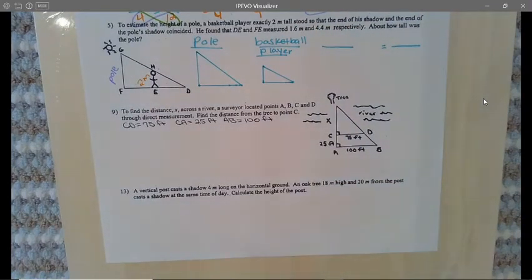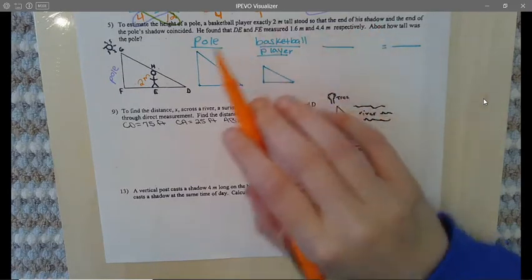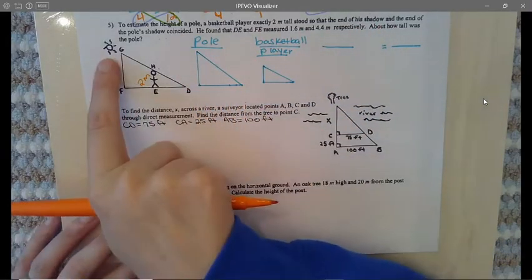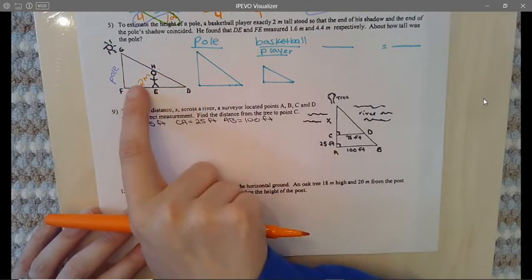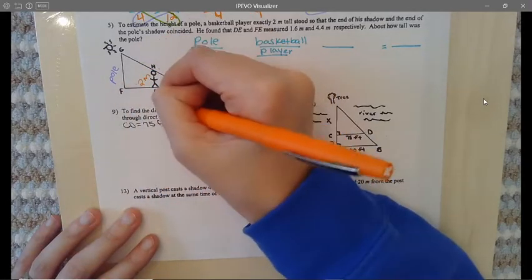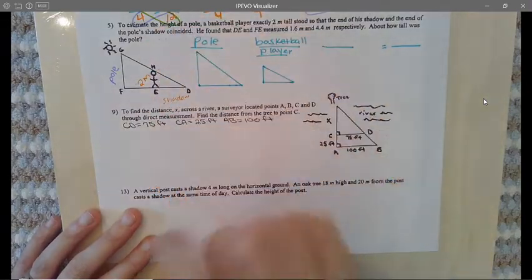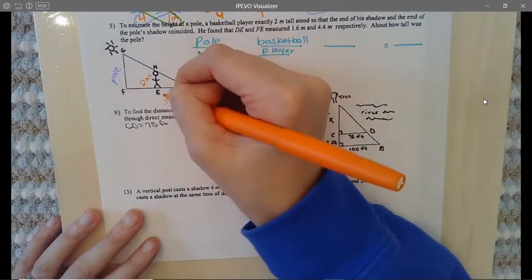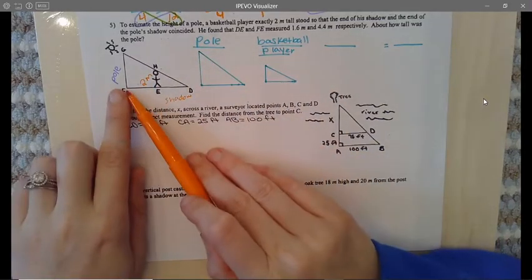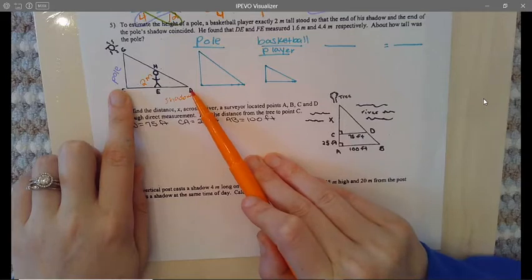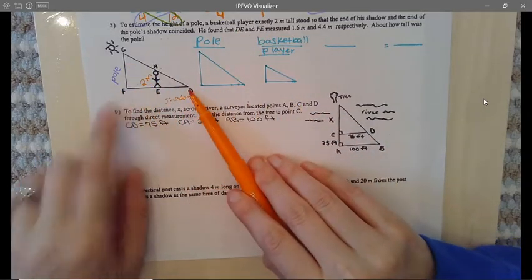And it says that he stood so that the end of his shadow and the end of the pole shadow coincided. So if you see, here's the sun. The sun rays are hitting the top of the basketball player, and then a shadow is created on the floor. So this is the shadow of the basketball player. And then the shadow of the pole is this entire thing. So just be careful. This is the shadow of the basketball player. The shadow of the pole starts from here and ends here. So we know that the shadow of the basketball player and the pole's shadow end right here.